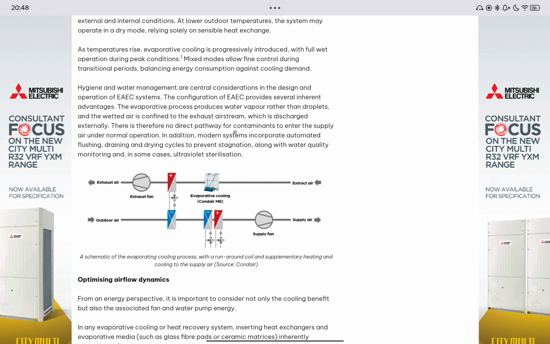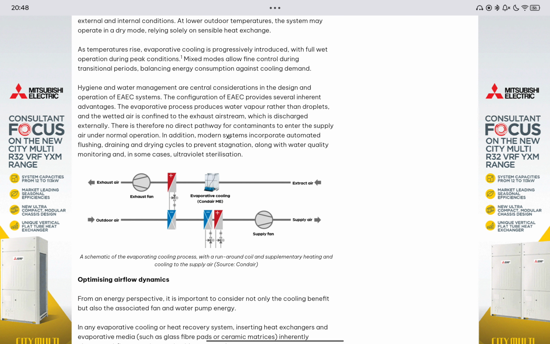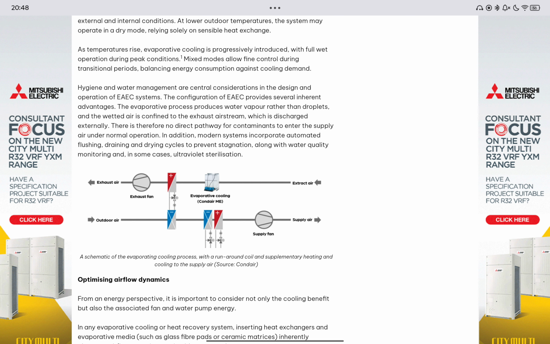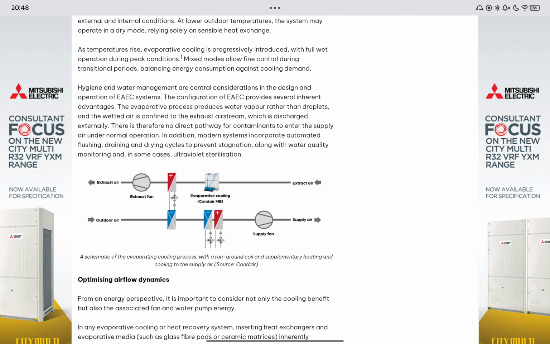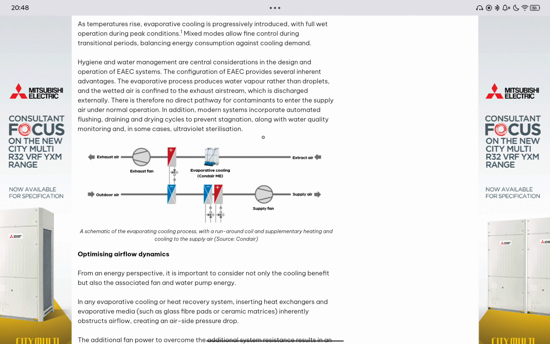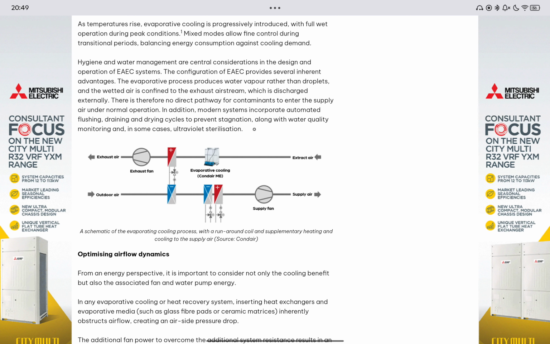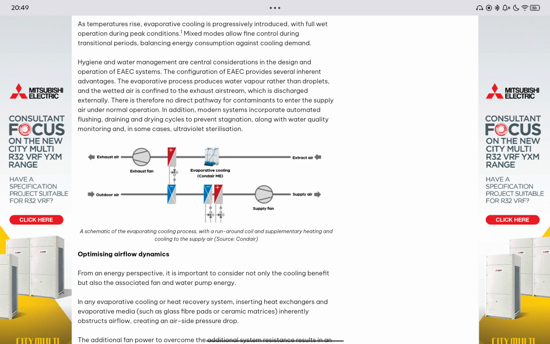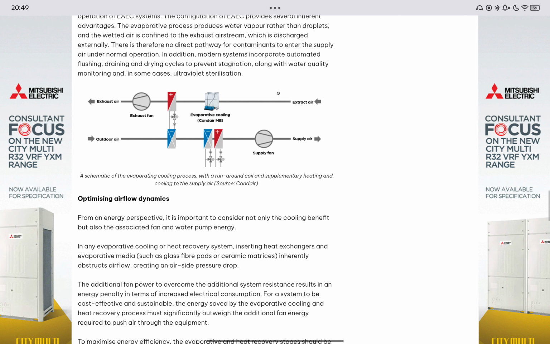The evaporative process produces water vapor rather than droplets, and the wetted air is confined to the exhaust airstream, which is discharged externally. There is therefore no direct pathway for contaminants to enter the supply air under normal operation. In addition, modern systems incorporate automated flushing, draining and drying cycles to prevent stagnation, along with water quality monitoring and, in some cases, ultraviolet sterilization.